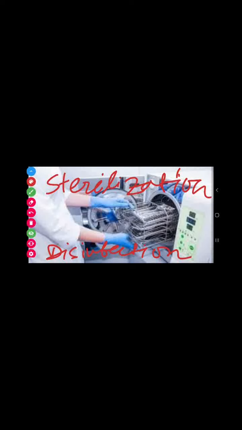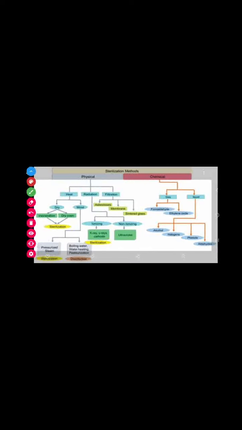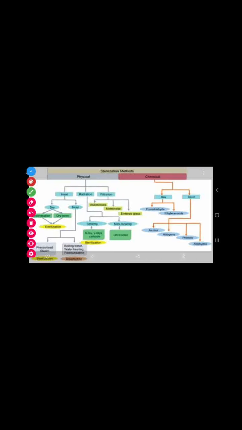Number one is autoclaving. Autoclaving at a temperature of 121 degrees centigrade for 15 to 20 minutes is one of the most convenient and effective means of sterilization available. The time is measured after the temperature of the material being sterilized reaches 121 degrees centigrade.